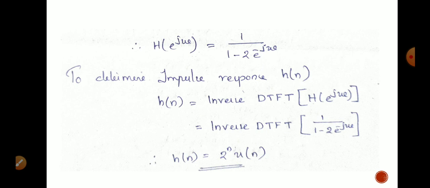To find the impulse response, we can calculate the inverse discrete time Fourier transform. Here, on finding the inverse discrete time Fourier transform of H of e raised to j omega, h of n can be calculated. h of n equals the inverse discrete time Fourier transform of 1 by 1 minus 2 e raised to minus j omega. Here we can simply write the equation for h of n.